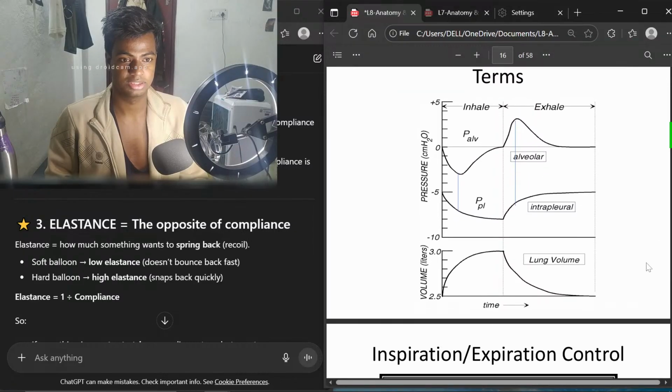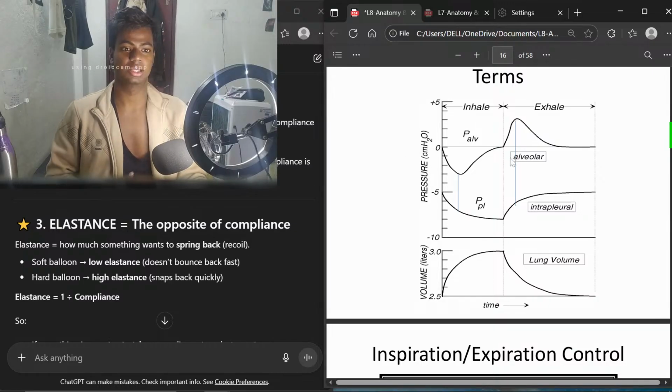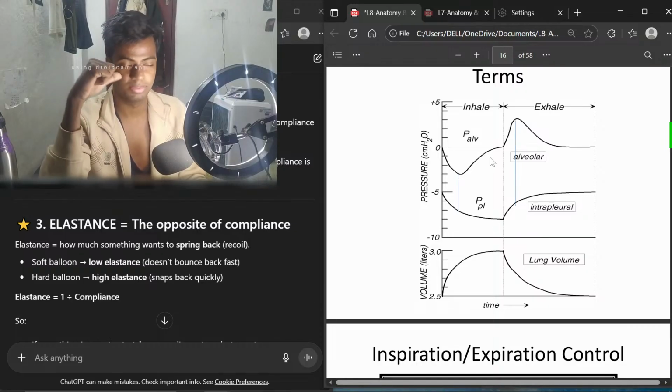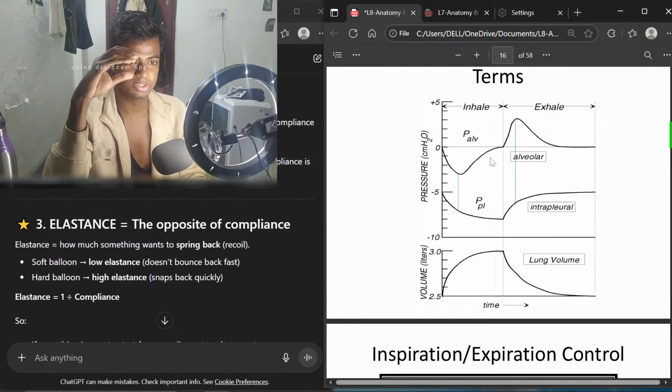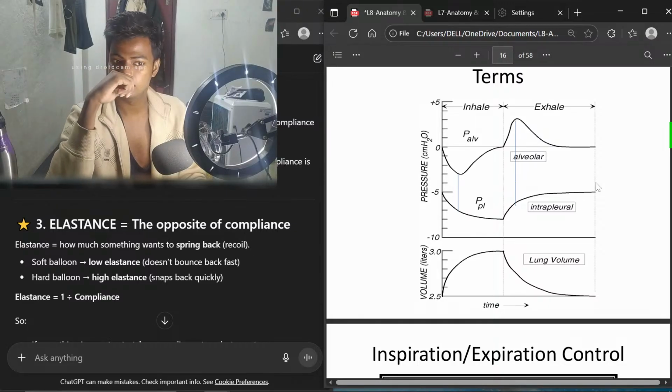What is this? So you can see here the alveolar pressure is negative. If the pressure inside and outside is zero, it will remain the same. And when we exhale, it will go like this. Interpleural pressure also always remains negative, but it is more negative in inhale than in exhale. Why is this? Interpleural pressure is always negative. Why is that? It's a good question.